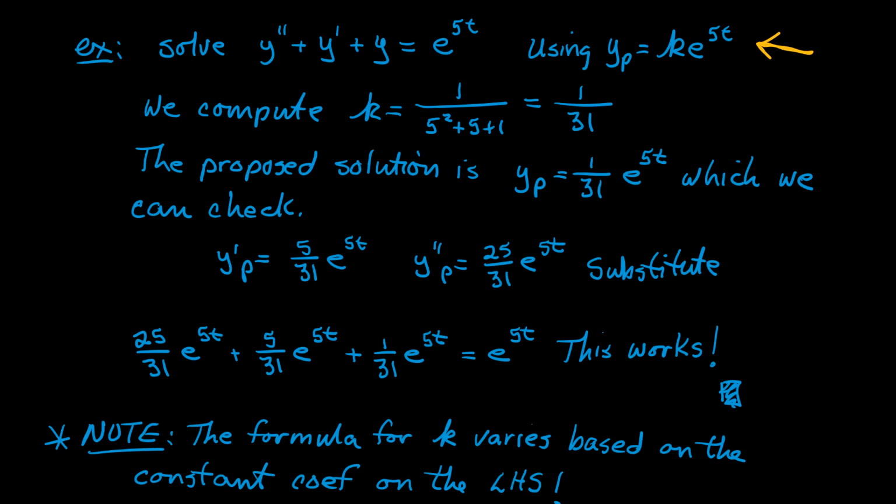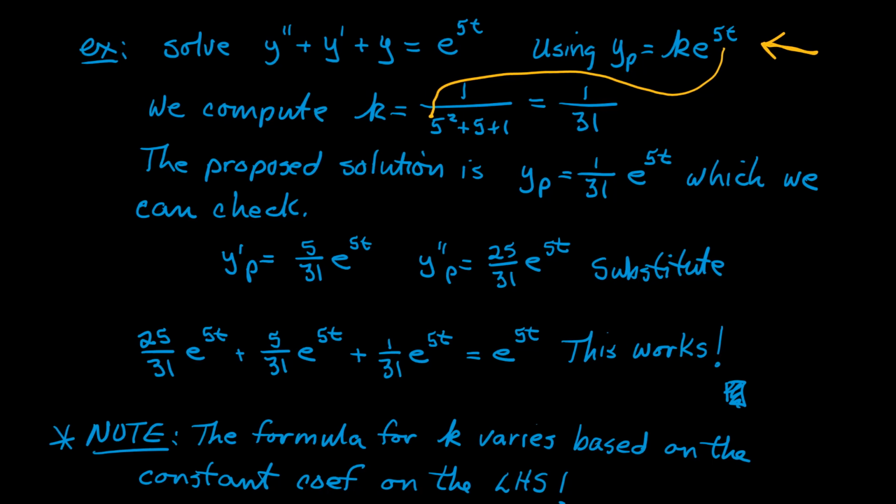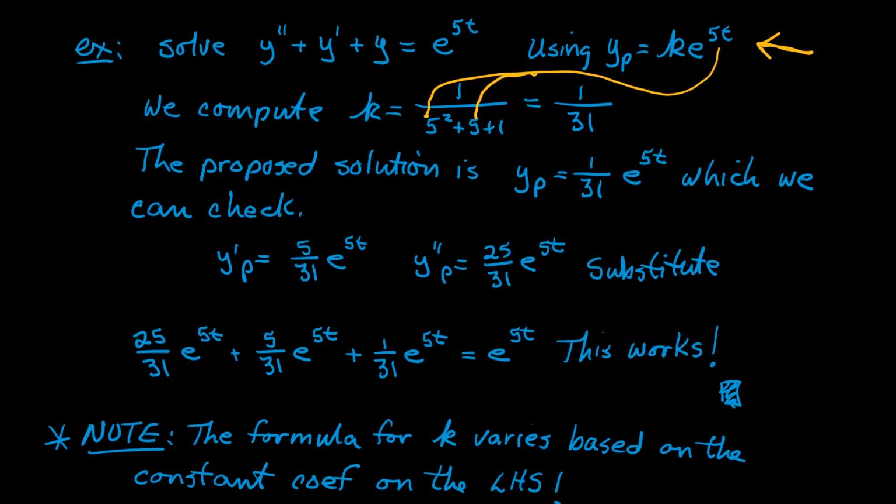We've already computed what k is going to equal. It's going to be 1 over r squared plus r plus 1. Well, we know that our r value in this case is 5, so we can substitute in our value of r, 5, and it allows us to right off compute the value for k. This gives us then a proposed solution of 1/31 e to the 5t. Now, that may seem a little odd, and you may be thinking, well, that was awful easy. Let's check to see if this really works.